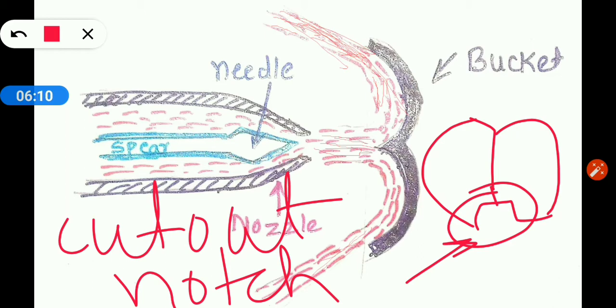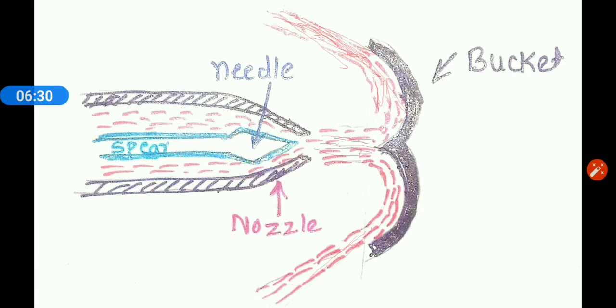We are removing the material so that when the wheel is rotating and the bucket is coming, the bucket should be right in front of the jet, so that the meeting should happen properly. So for that meeting, we are keeping this notch. So this was about the bucket.